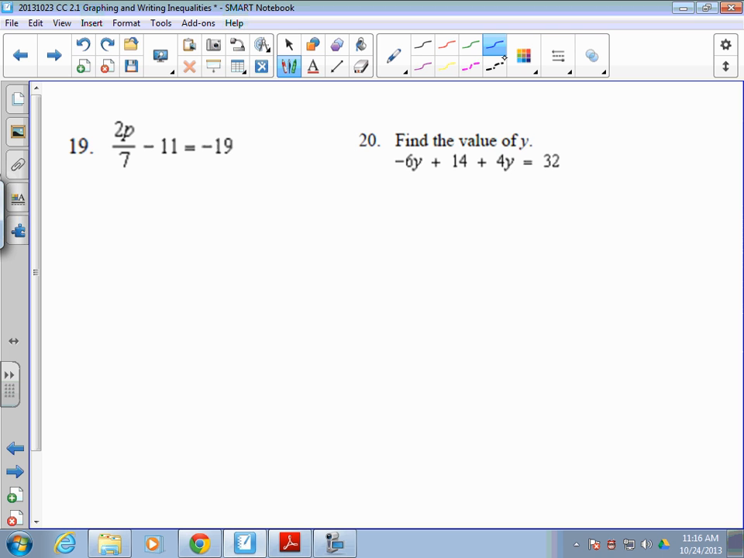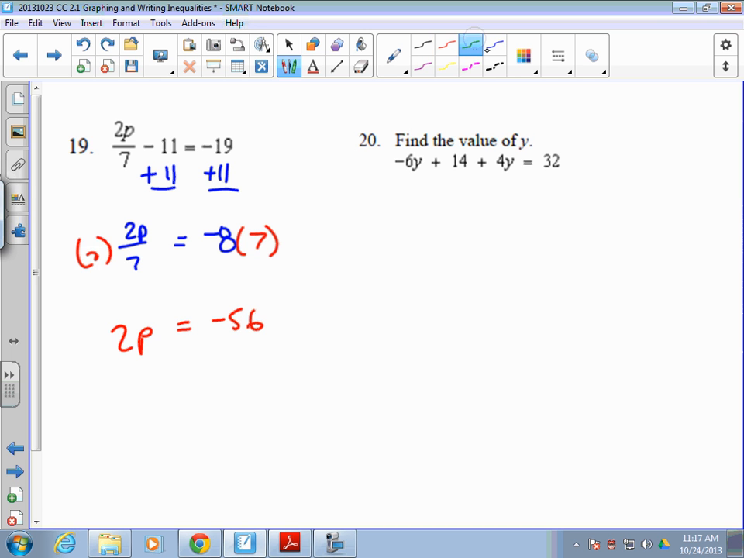19 says 2p minus 11 equals negative 19. Undo minus 11. Do the same here. So it leaves you with negative 8 on that side equals 2p over 7. Get rid of divide by 7 by multiplying. Do the same here. Negative 8 times 7 is negative 56 equals 2p. And get rid of 2 times something by dividing by 2. P equals negative 56 divided by 2 is negative 28.